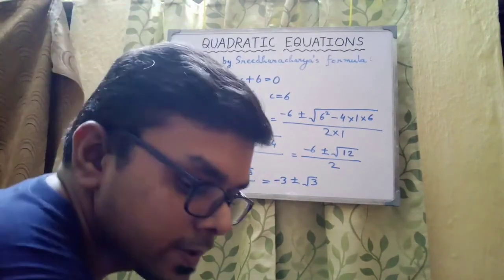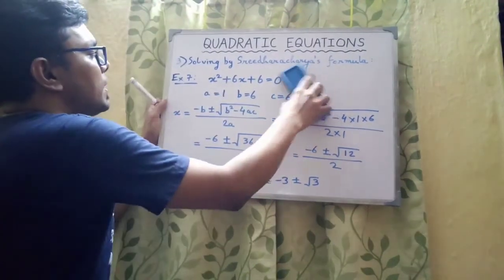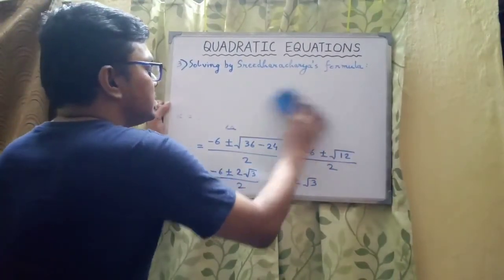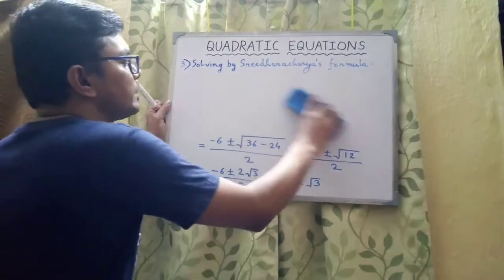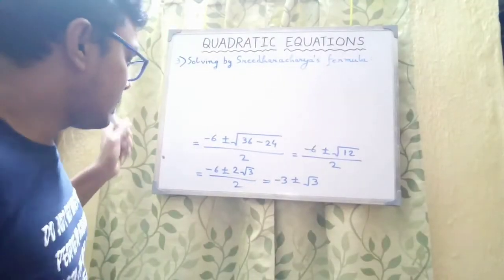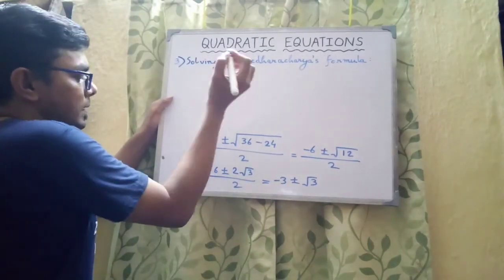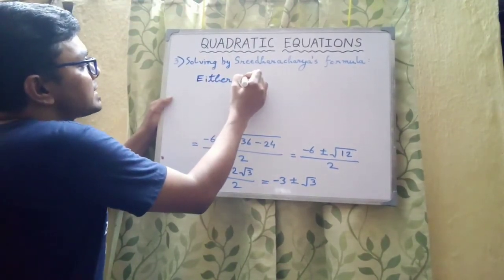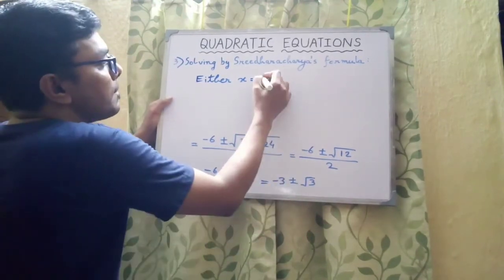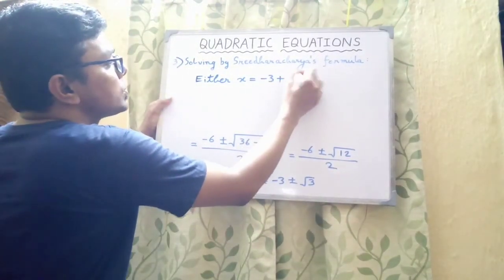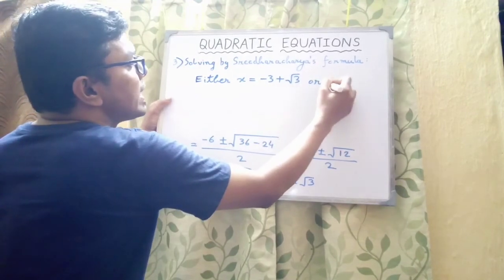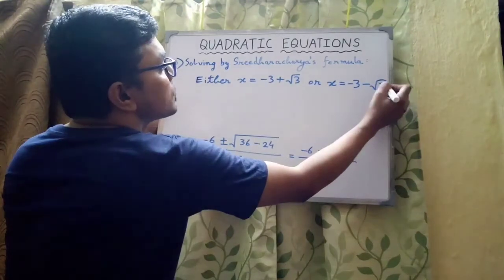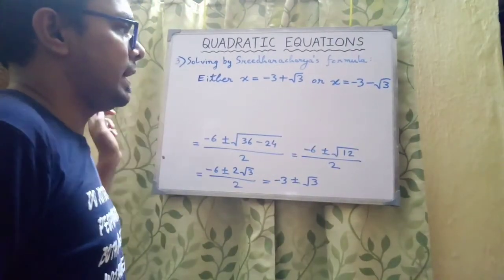Now I again erase the top part to write the solution finally. Now we have either x equals minus 3 plus root 3, or x equals minus 3 minus root 3. So we get both the values of x.